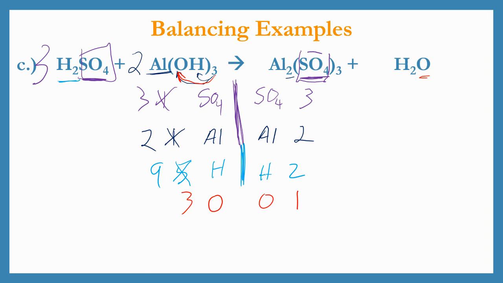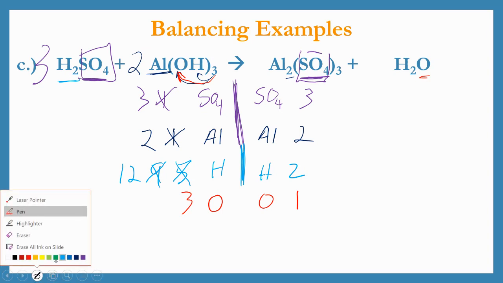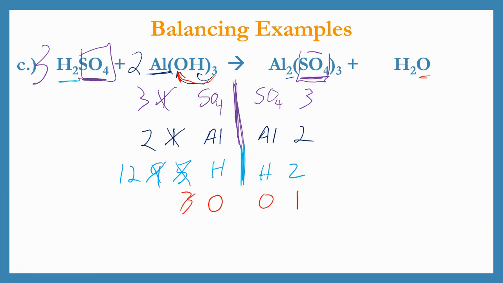So now my aluminums are good. My hydrogens are going to go up again, so 3 times 2 is 6, and then 3 hydrogens times 2 is 6. 6 plus 6 is a total of 12 hydrogens now. Oxygen-wise, I have 3 oxygens times the 2 is a total of 6 oxygens on this side. Okay, and remember these SO4 oxygens are already included in there, so I don't have to worry about those.